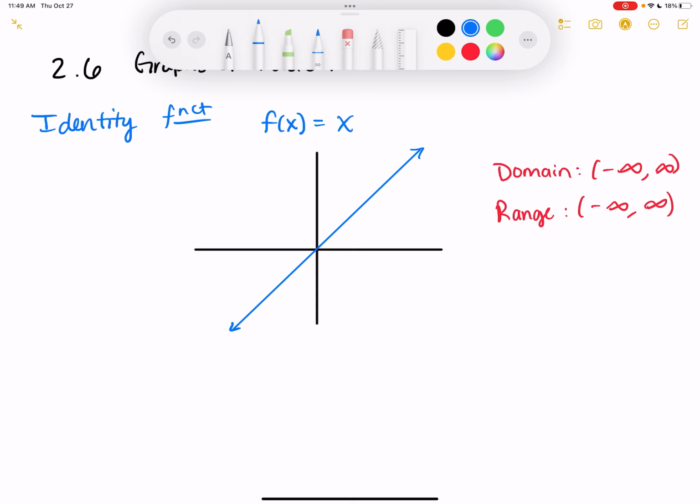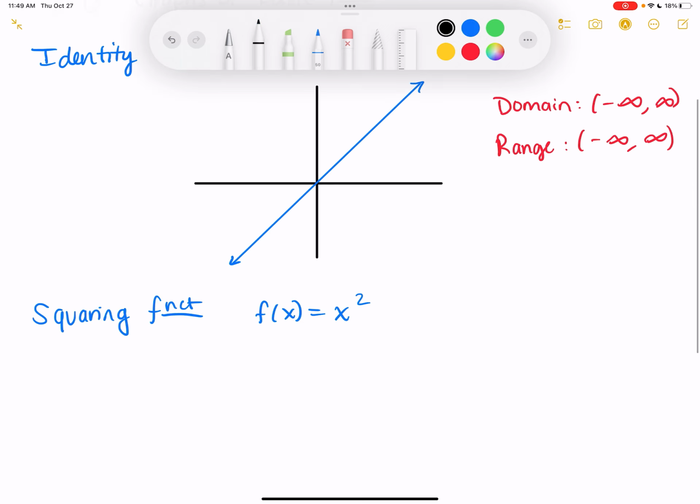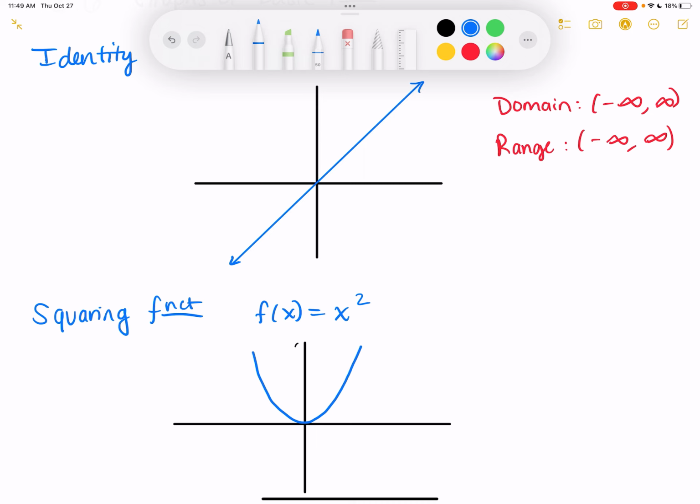All right, the squaring function, f of x equals x squared. Is this the U? Yep. Looks like this. It has a domain from negative infinity to infinity and a range on the closed interval from 0 to infinity.